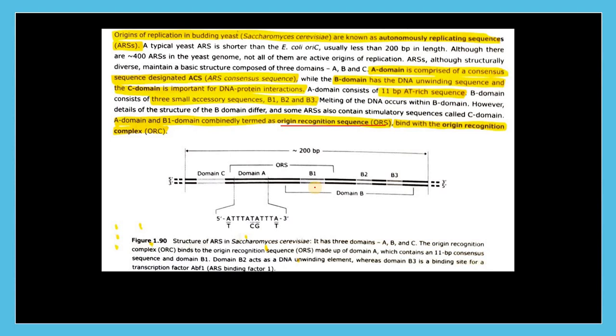Each domain here has its own function. So the consensus sequence along with B1 is the ORS, and B2 acts as the DNA unwinding element. This one is mostly involved in DNA unwinding, and B3 is a binding site for the transcription factor ABF, ARS binding factor 1. So when it comes to B3, this particular ARS binding factor 1 will go and bind.